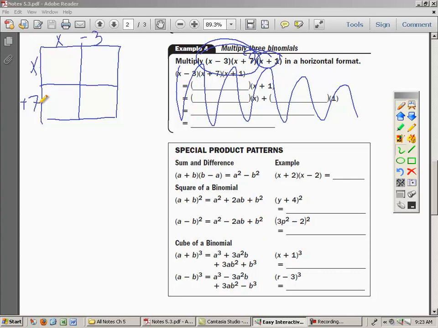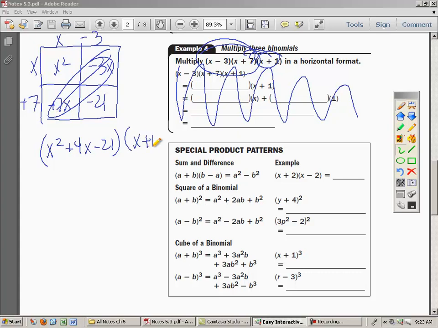X minus 3 times x plus 7. This becomes x squared minus 3x plus 7x and minus 21. And that simplifies to x squared plus 4x minus 21 when I combine like terms. All right? So now that's the product of the first 2. So now I still have to multiply that by x plus 1.